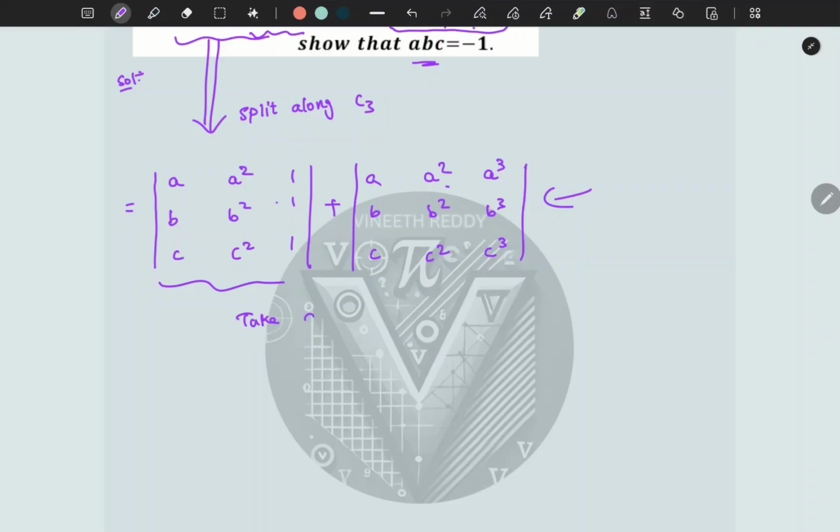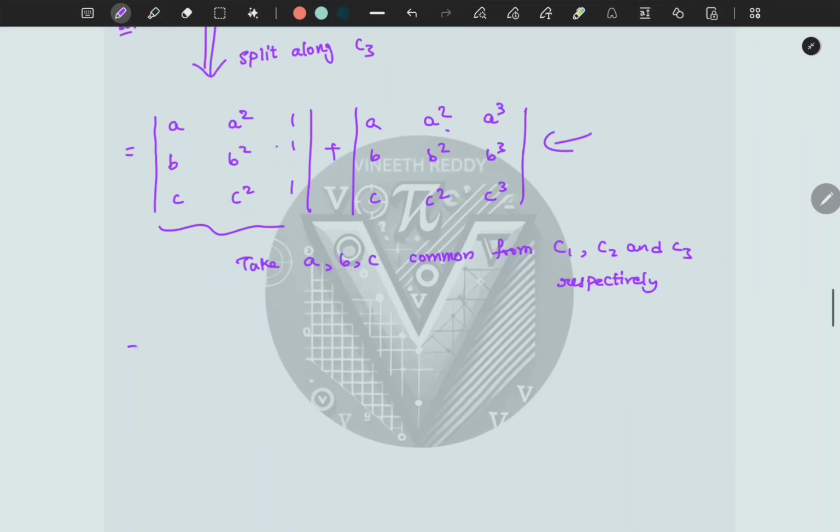So we will do one thing. Take a, b, c common from column 1, column 2 and column 3 respectively of the second determinant. So what do we get? We get the first determinant as it is. So we get a multiplied with b multiplied with c, and then what will be remaining here is, since we have taken a common, 1 will be remaining here.